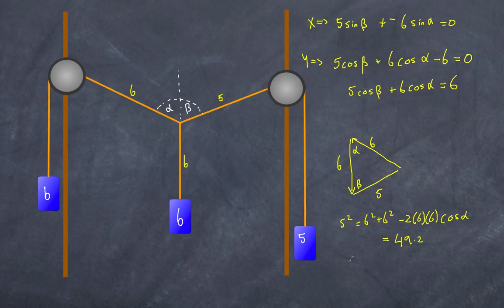If I'm going to do this for the beta, and again, you can rearrange this yourself, I'm going to get an angle of 65.4. So if this is 65.4 and this is 49.2, my total angle is going to be approximately 115 degrees. That's how you solve situations where forces are in equilibrium.